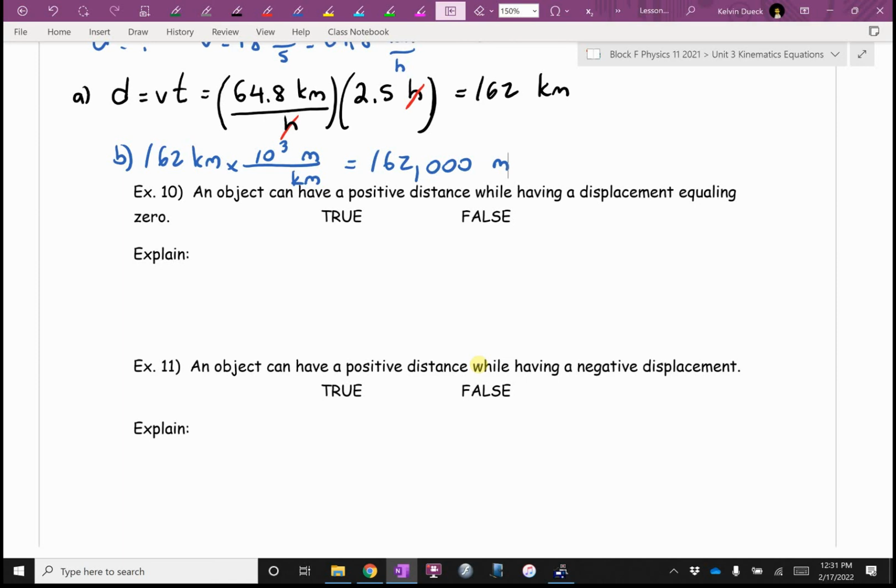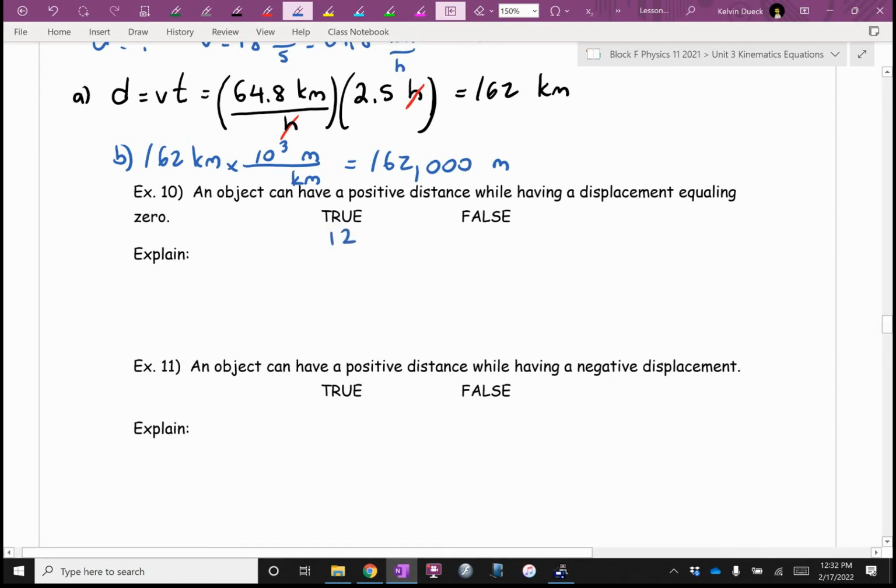Okay? So here is our first thought puzzle. It says this: an object can have a positive distance while having a displacement equaling 0. And you're going to vote either true or false. So we're going to start out. Here we go. Who says true? The answer is true. Okay, hold them up. Counting 1, 2, 3, 4, 5, 6, 7, 8, 9, 10, 11, 12.